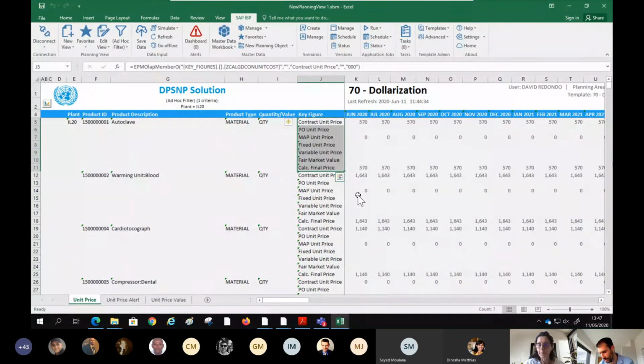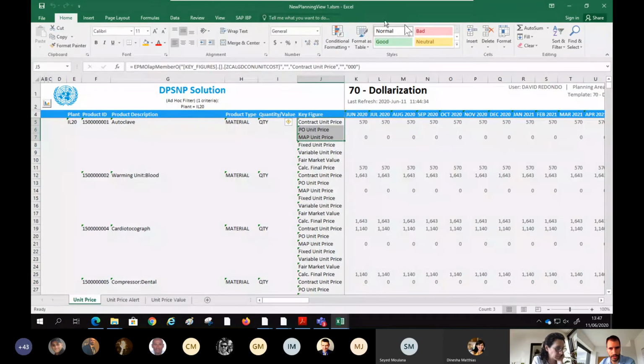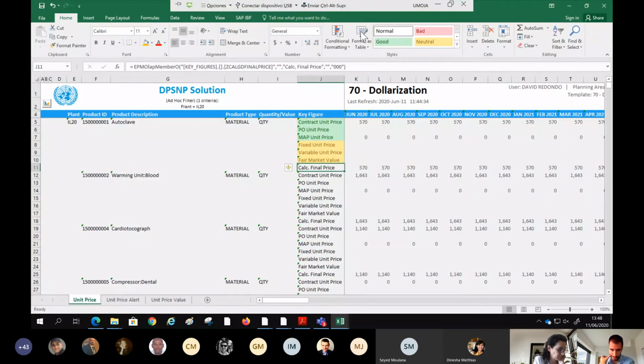Thank you for the clarification, Dinesha. So as Dinesha said, let me just recap: contract unit price, PO unit price, MAP unit price are derived from the system automatically, so you will not need to do anything. And then we have fixed unit price, variable unit price, or market value that can be maintained from the master data, and then we have the calculated final price that the system derives based on the values that we have on the prices. So that's all from my side, and then Valentina.